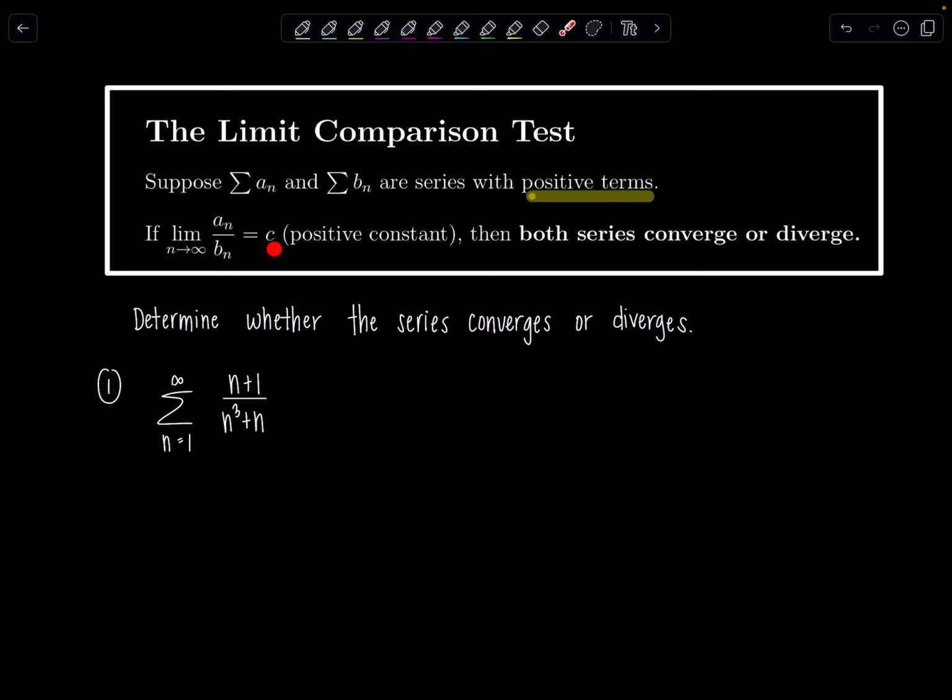So the actual value of c doesn't matter. It could be 1, it could be a half, it could be a million. As long as it's not zero and it's finite, your series does the same thing as the one that you compared it to. And it doesn't matter which is which, but basically they behave the same. And I'm going to keep repeating that, okay?